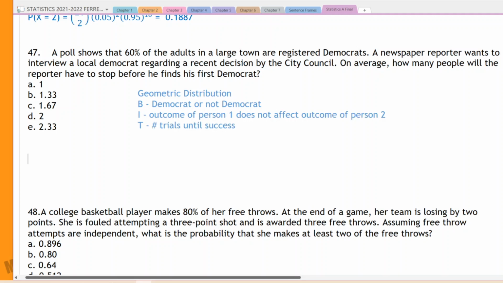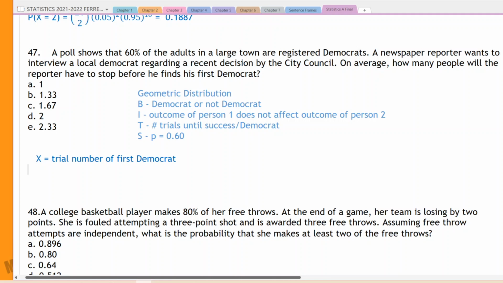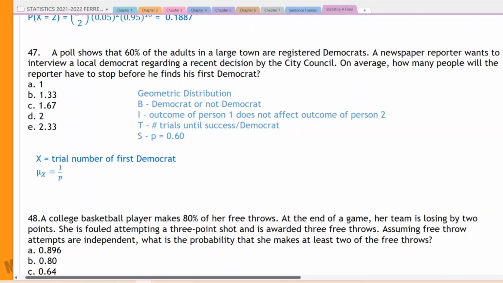T, we're interested in the number of trials before our first success, which would be a Democrat in this case. And same probability of success. Here we're saying it's 0.60. So if X is going to be our trial number of the first Democrat, then X is a geometric distribution. So the mean of that geometric distribution is going to be 1 over P. That's 1 over 0.6, and that is equal to 1.67. So for 47, we get a correct answer of C.